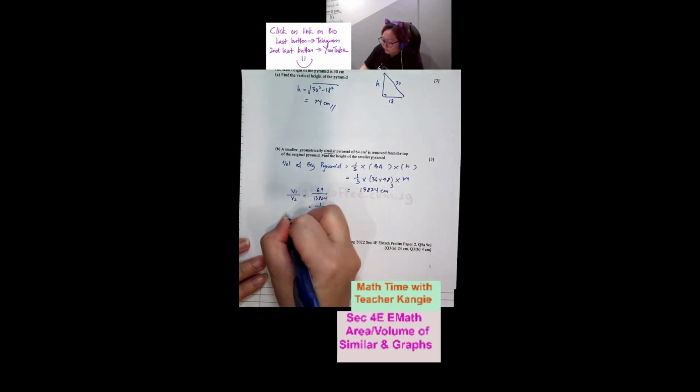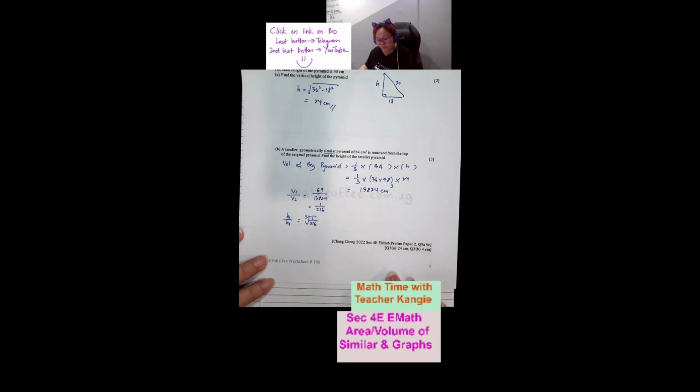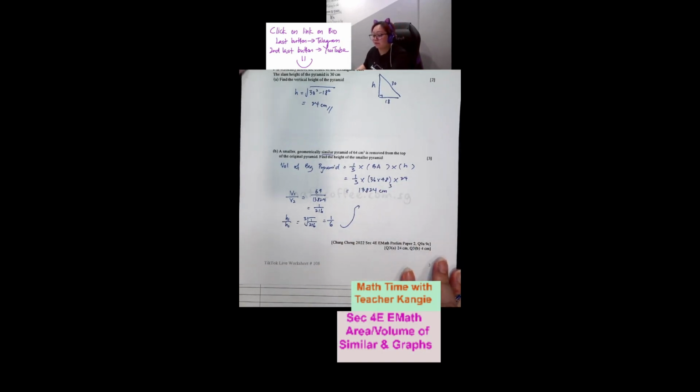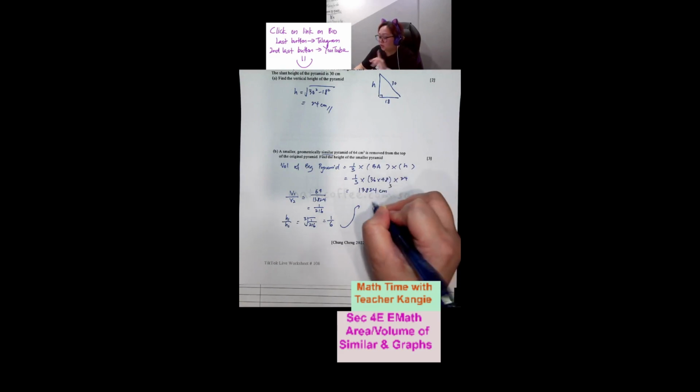Okay, so to find my H1 over H2, you cube root your 1 out of 216. And therefore you get 1 out of 6. So therefore you know that my height ratio is 1 over 6. Now, let's continue here. We actually have our height 2, correct? Just now, the height 2 is our 24. So it's only the height 1 you are supposed to find.